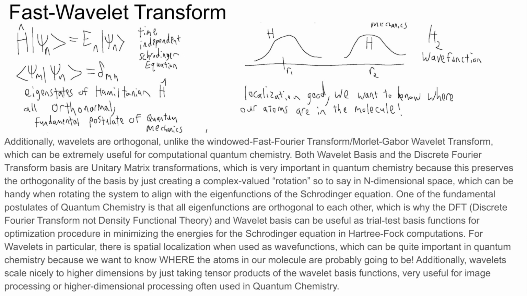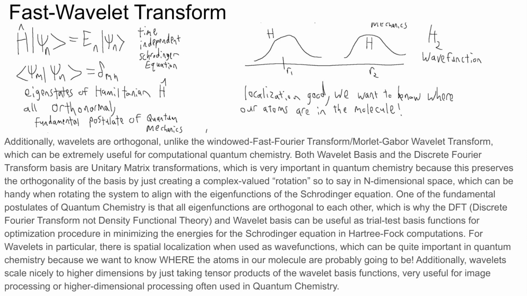One of the fundamental postulates of quantum chemistry is that all eigenfunctions are orthogonal to each other, which is why the DFT, discrete Fourier transform, not density functional theory, and wavelet basis can be useful as trial test basis functions for optimization procedure in minimizing the energies for the Schrödinger equation in Hartree-Fock computations. For wavelets in particular, there is spatial localization when used as wave functions, which can be quite important in quantum chemistry because we want to know where the atoms in our molecule are probably going to be.